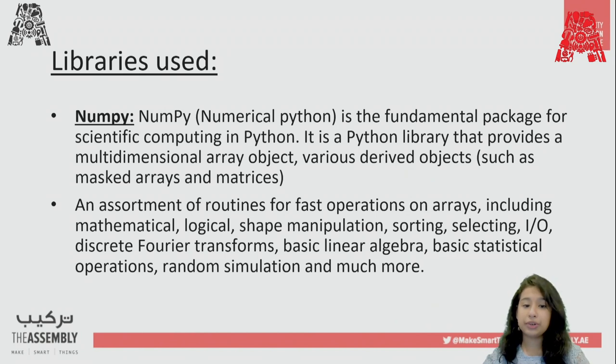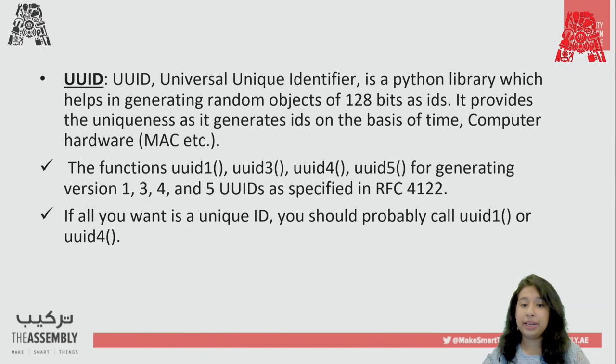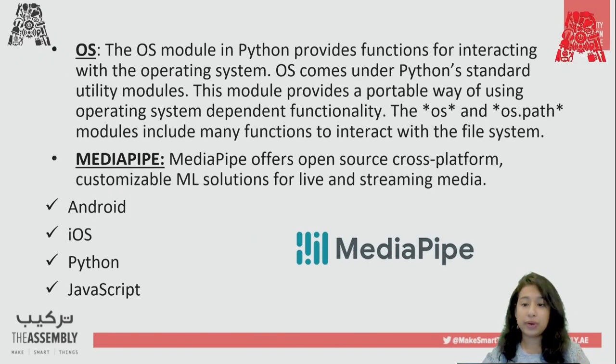The libraries we'll be using today are NumPy, Numerical Python. It is a library that provides multidimensional array objects. UUID, Universal Unique Identifier, is a Python library which helps in generating random objects and strings. Today we'll be using UUID 1, which will help us to create and generate new unique IDs. OS, in Python, provides functions for interacting with the operating system. At the end, our main library which we'll be using today is MediaPipe. MediaPipe offers open source platforms and customizable machine learning solutions for live and streaming media.